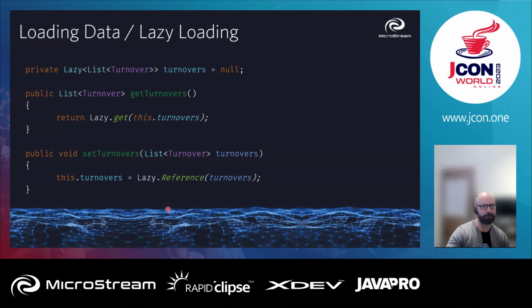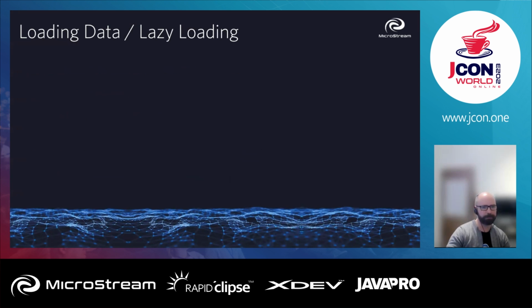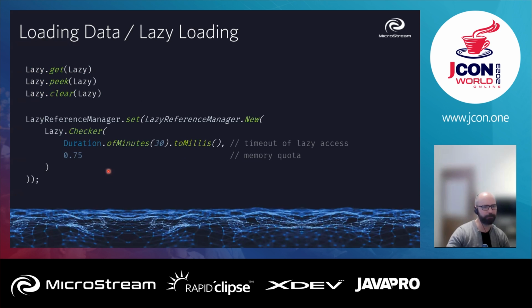So as a complete example, let's see, we have a lazy turnover list. The getter is wrapped in the lazy. And if a new list is coming in, we just create a new lazy reference and assign it to our turnovers. And this is all you need to know about lazy loading. There are some more usable methods, of course.